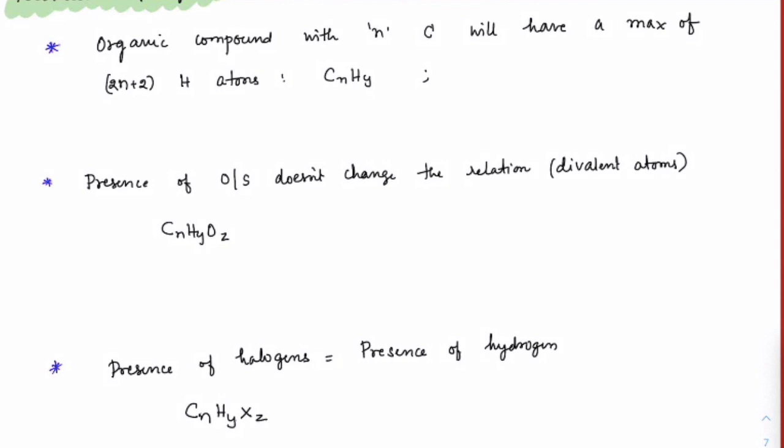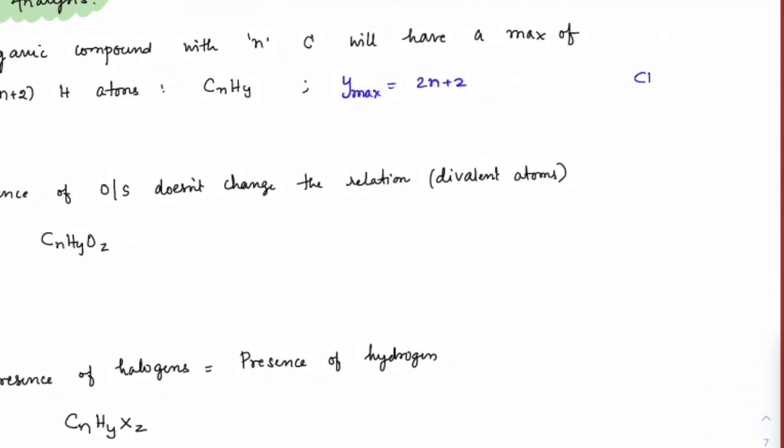Suppose an organic compound has n number of carbon atoms. The maximum number of hydrogens that it can possess is 2n plus 2, by which you can get alkanes. So if you have Cn, then H max can be 2n plus 2. This is the maximum number of hydrogen atoms we can have. I'm pretty sure you know this. If you take an alkane, for instance CH4, there is one carbon, so the maximum number of hydrogens it can possess is 2 into 1 plus 2, which is 4.